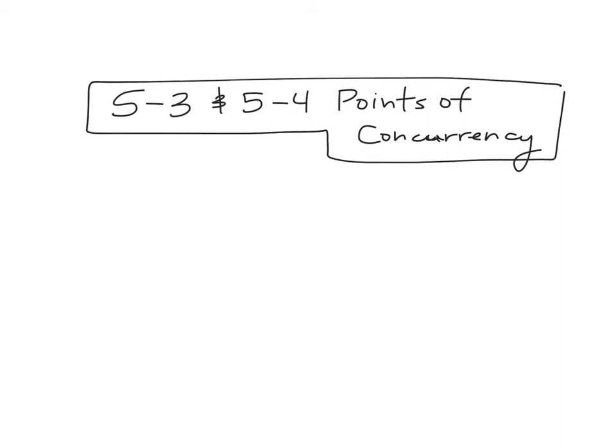So first of all, we need to talk points of concurrency. What is a point of concurrency? That's where the lines meet. So in a triangle, if I draw the 3 angle bisectors, they all meet at one point. That is a point of concurrency, okay? If I draw the 3 perpendicular bisectors, they all meet at one point. That is a point of concurrency, okay?